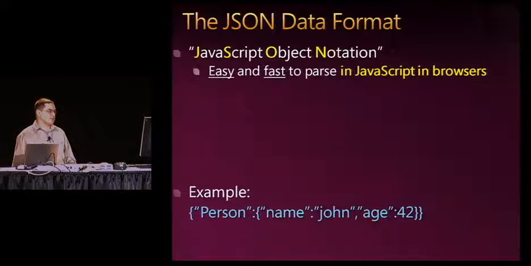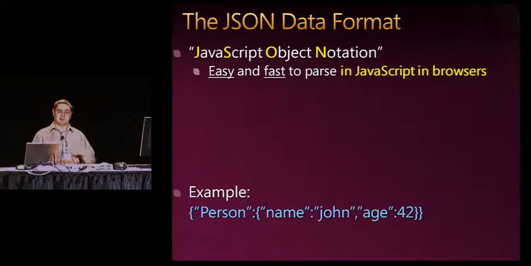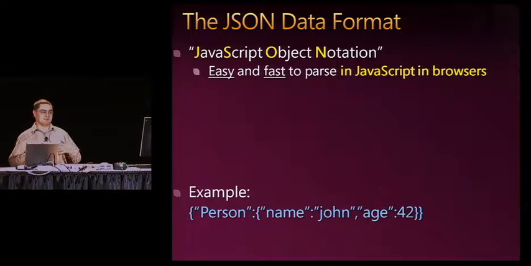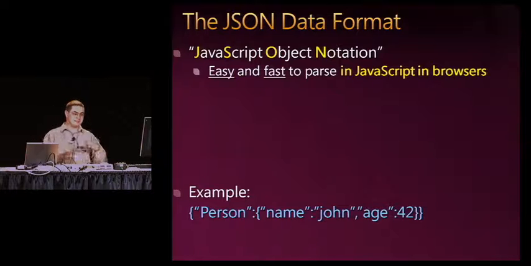JSON is another interesting format that a lot of services out there use. It's important to understand why JSON is becoming so popular. There's basically two reasons. One is that it's really easy to parse inside JavaScript code in the browser. It's literally one line of code. You just call eval. And secondly, it's really fast. It's actually the fastest format you can parse, again, in JavaScript code in the browser.